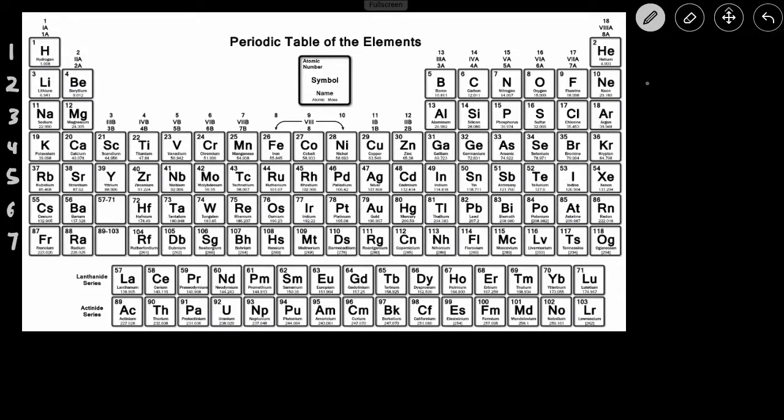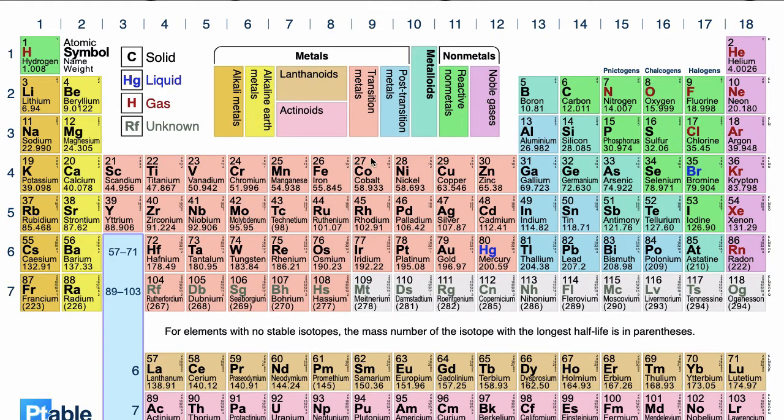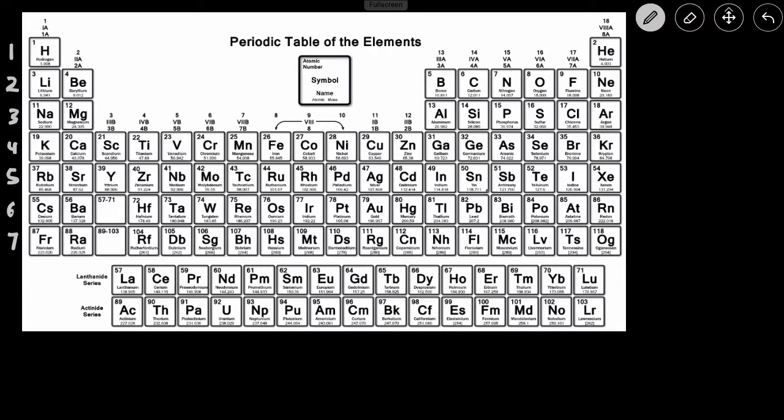In this video, we'll be going over how to read a periodic table. We're going to take a look at two periodic tables, this black and white one right here, and this colorful one here in a little bit. Let's start with the black and white one, and let's start with how to locate elements on the periodic table.